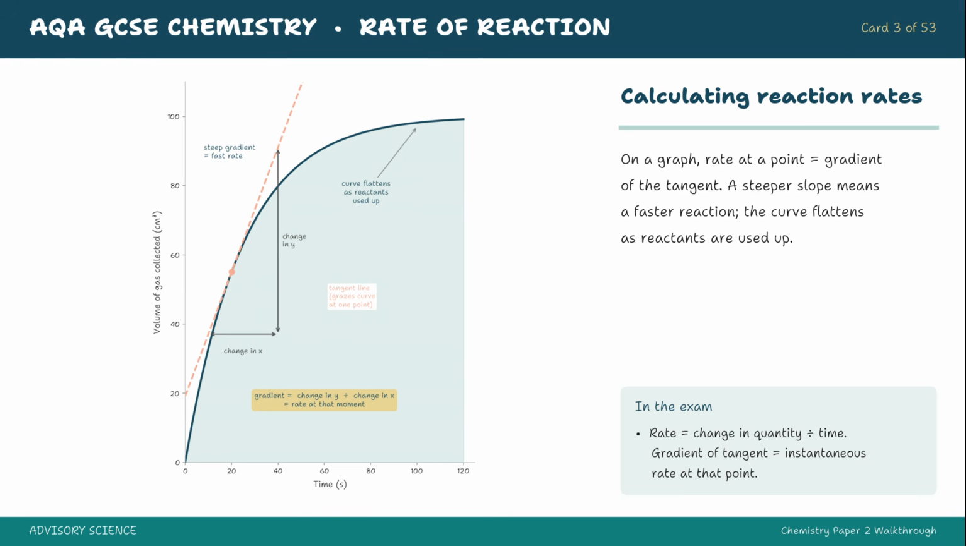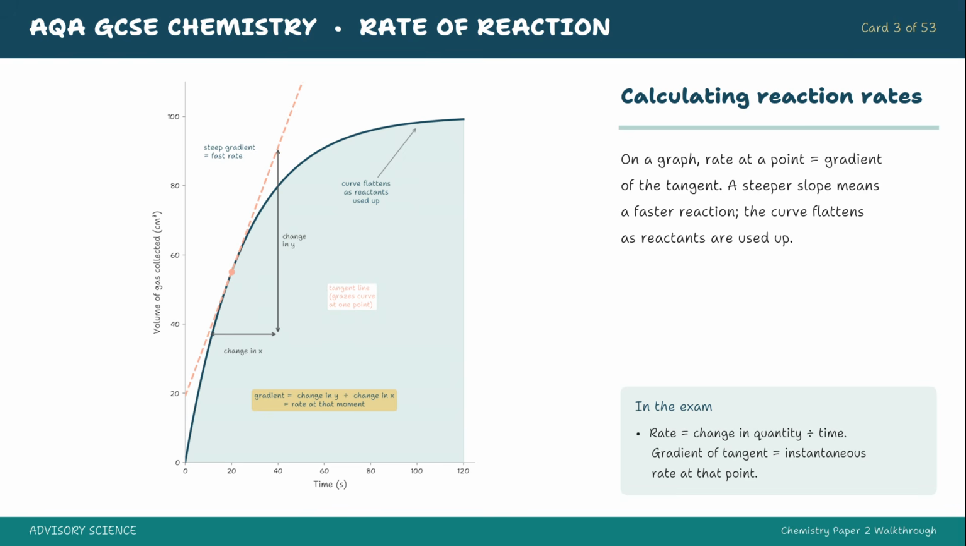On a graph, the rate at any specific point is found by calculating the gradient of a tangent down to the curve. A steeper slope indicates a faster rate. As the reactants get used up, the reaction slows down, causing the curve to flatten out over time.